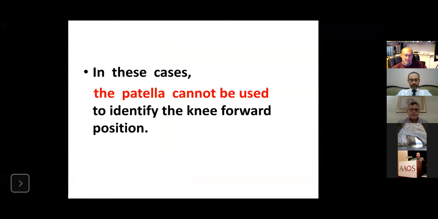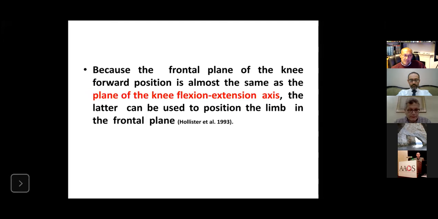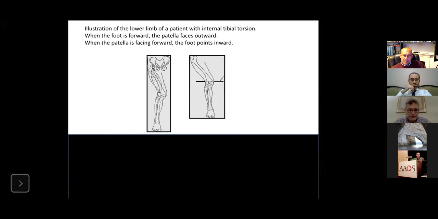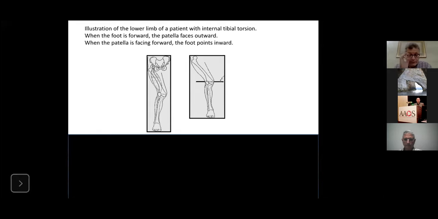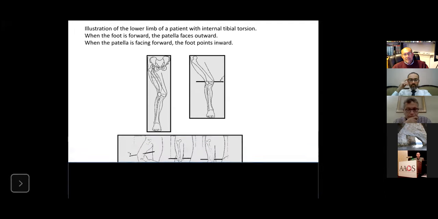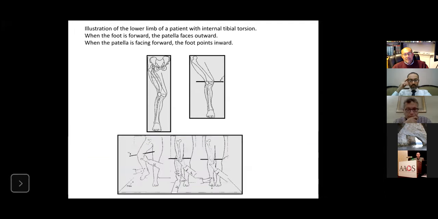Cases with fixed subluxation of the patella or absent patella due to excision for any reason, this could be replaced by doing another method, which is the plane of knee flexion extension axis. We simply make the patient do flexion extension and rotate the foot medially and laterally till we have this axis or this plane perpendicular to the coming beam of X-ray. And this plane of knee flexion extension corresponds to the proper plane that we should take for the AP of the knee. Moving it internally and externally to have it perpendicular to the beam.